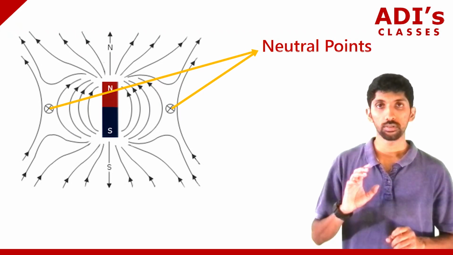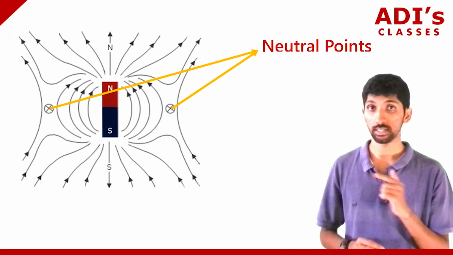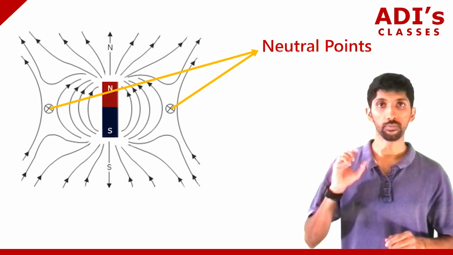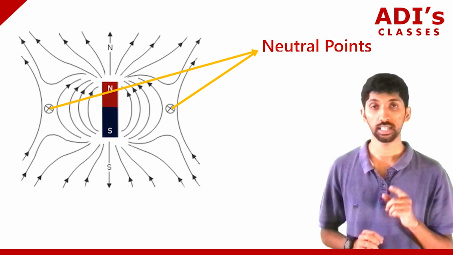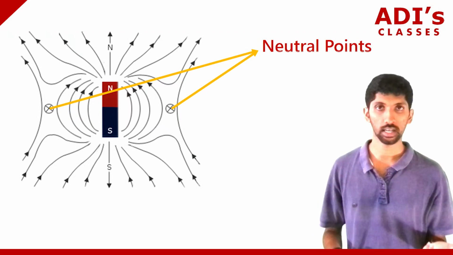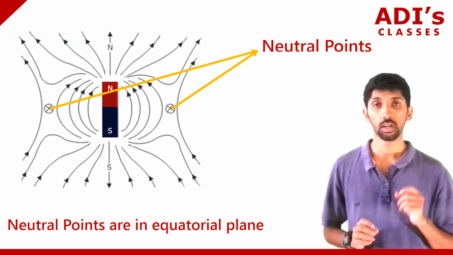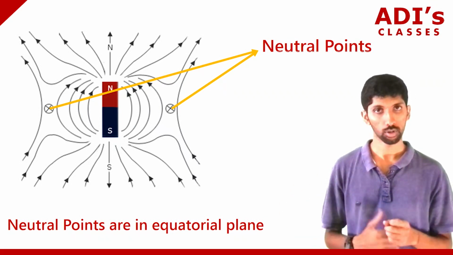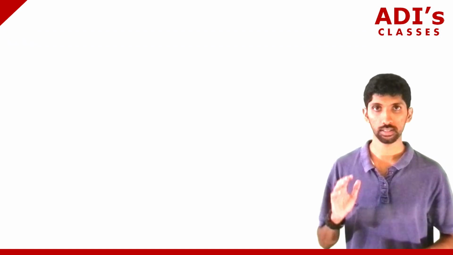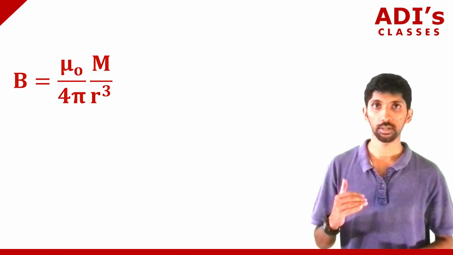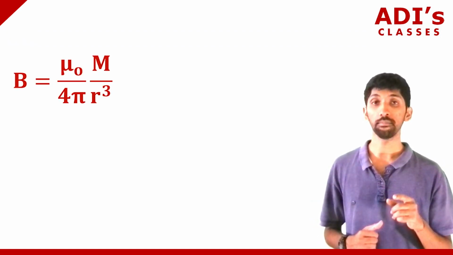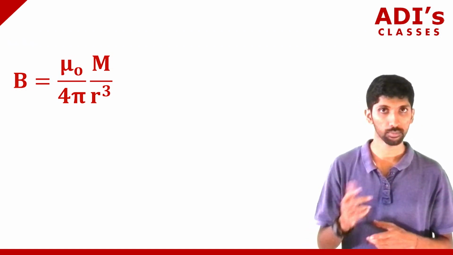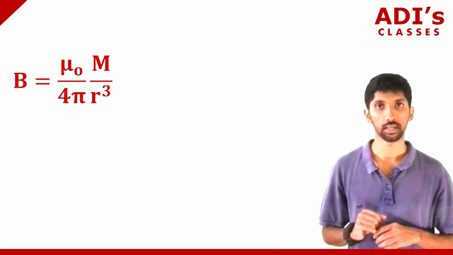Now, for this kind of arrangement, where north pole and north pole are in the same direction, we use the dipole formula. A bar magnet is a dipole, so it's a magnetic dipole. We have neutral points in the equatorial plane, so we use the formula B is equal to mu naught by 4 pi into m divided by r cube. Remember, we did two formulas. This is the second formula we are using, m divided by r cube.